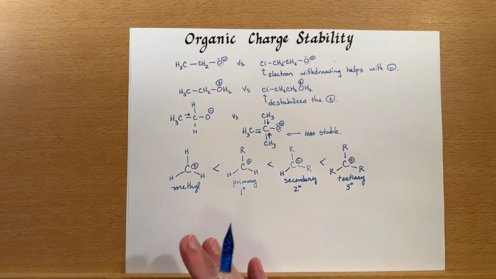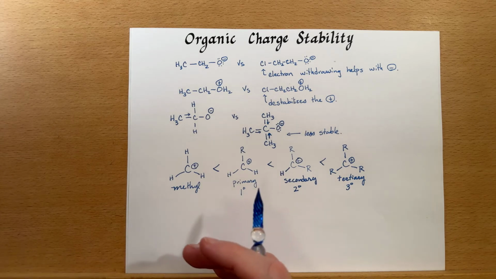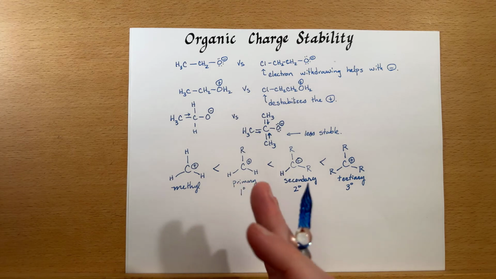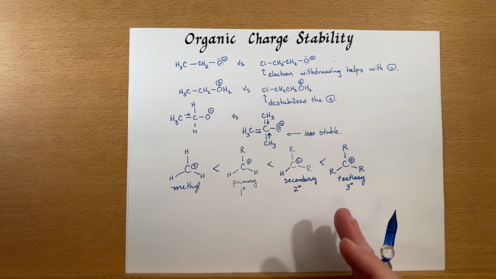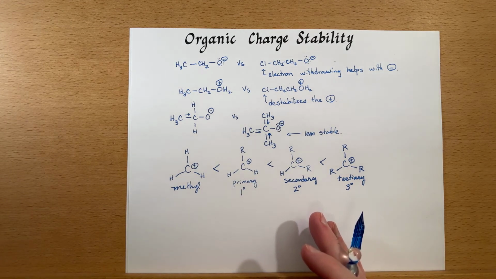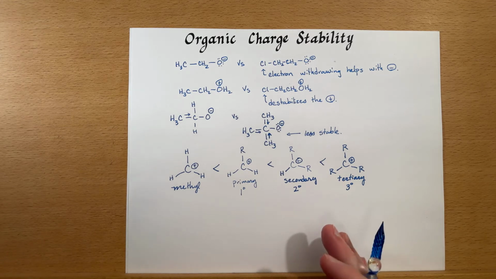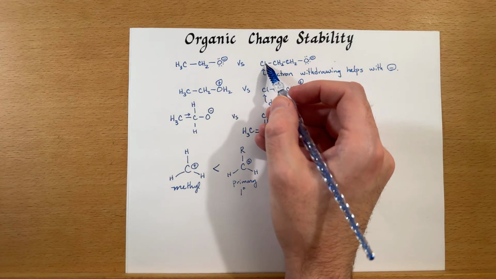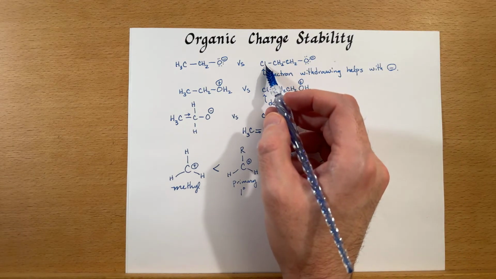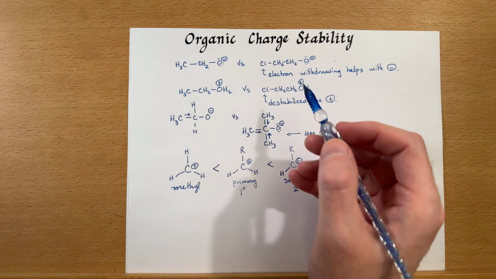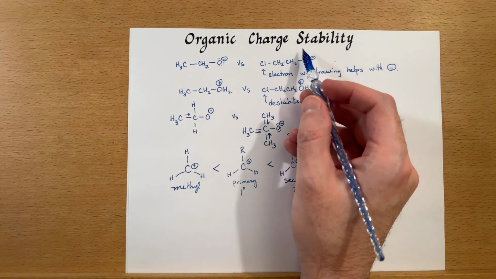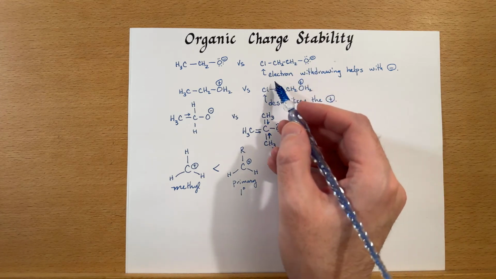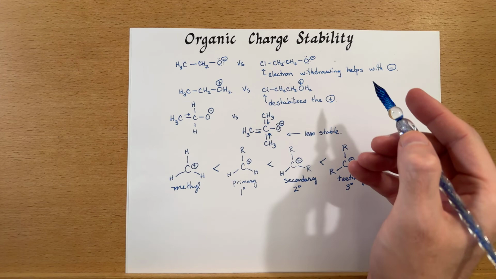So let's review some of this. We have electronegativity, which will be an electron withdrawing group. The higher the electronegativity, the more electron withdrawing it would be. So if instead of, say, a chlorine, we had a fluorine here, that would be even more electron withdrawing, and it would stabilize this negative charge even more. Or, conversely, it would destabilize this positive charge even more.